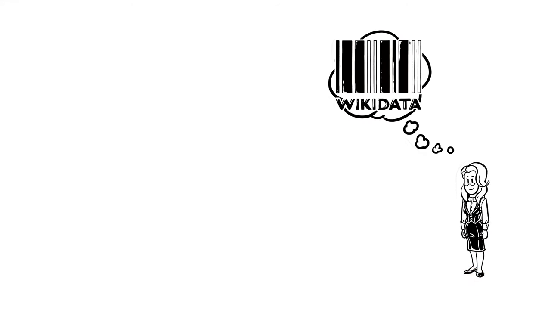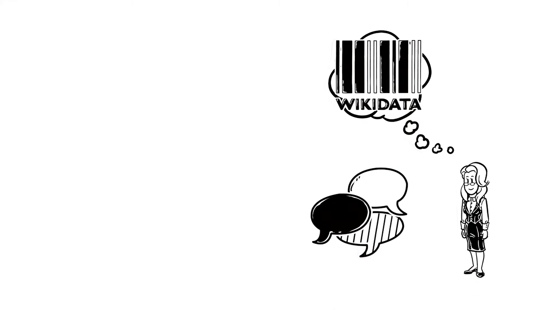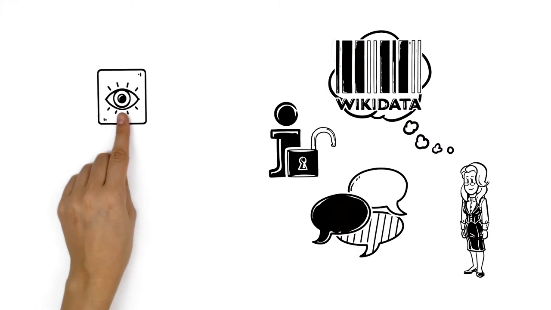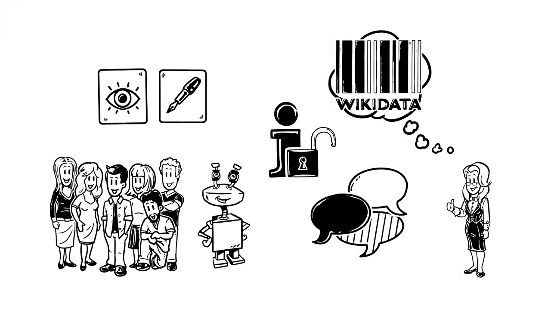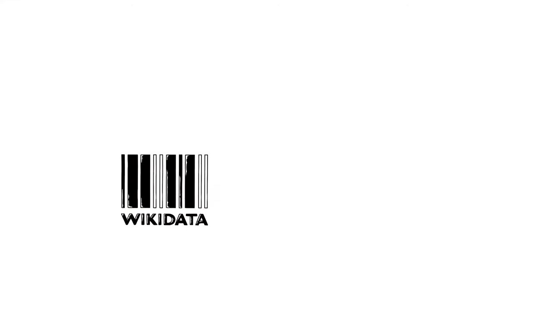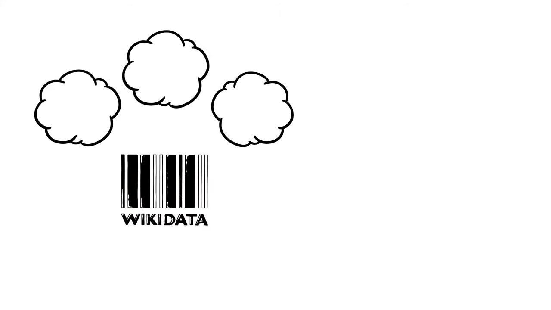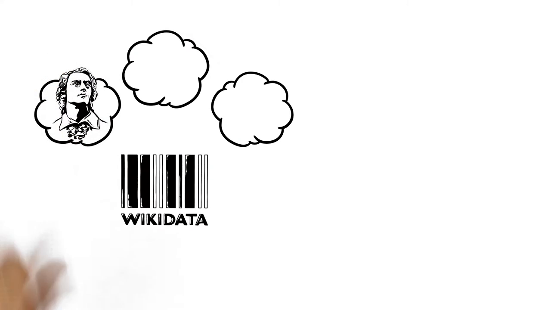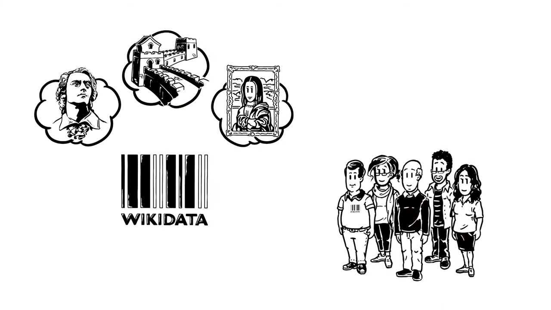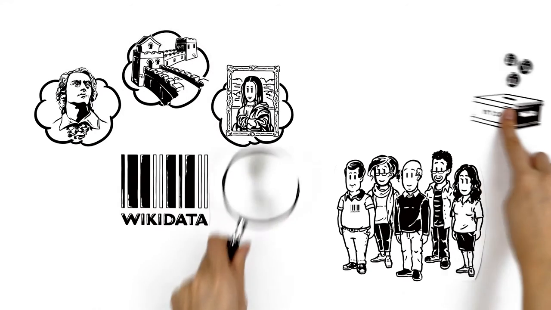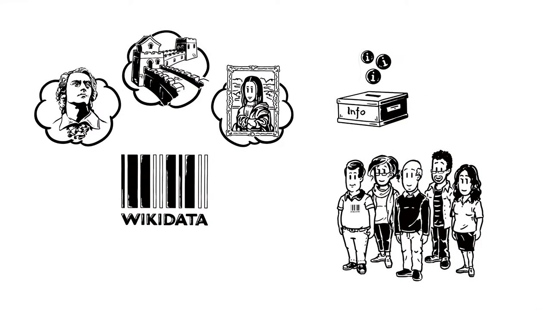Rachel heard about Wikidata, a multilingual free knowledge base that can be read and edited by humans and machines alike. Cool. Wikidata contains millions of items, each representing different information, a person, a place, or a piece of art. The community of volunteers maintains this data, but the information has to be contributed.